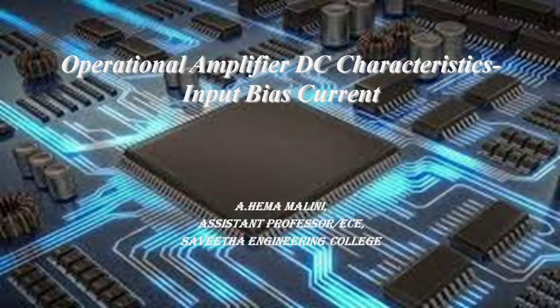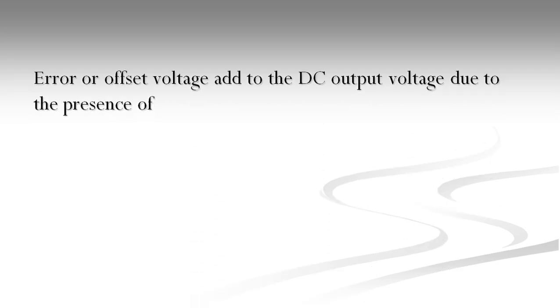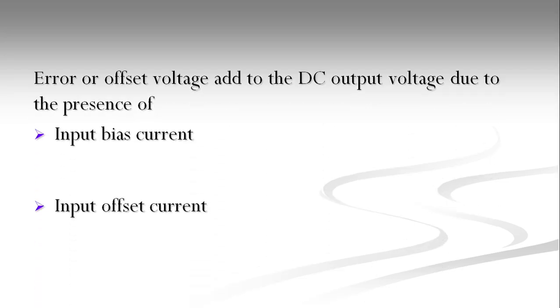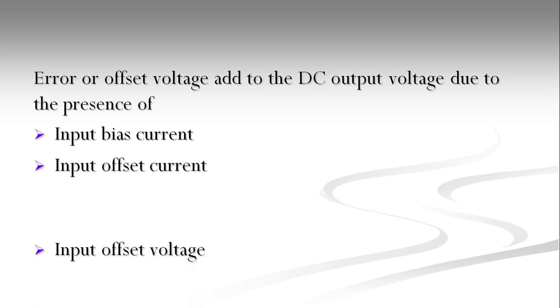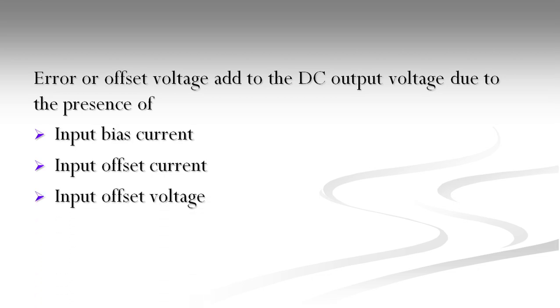Good morning all. In this video, I'm going to discuss operational amplifier DC characteristics, that is input bias current. As I've already discussed in the previous video, the non-ideal DC characteristics that are going to add error or offset voltage to the DC output voltage are input bias current, input offset voltage and thermal drift. In this video, I'm going to discuss input offset current.